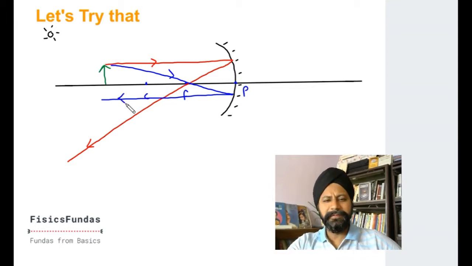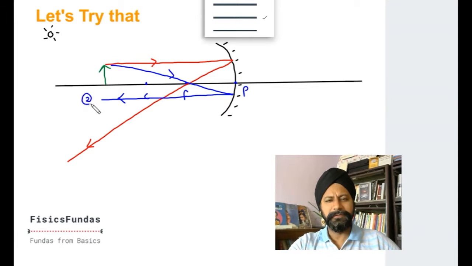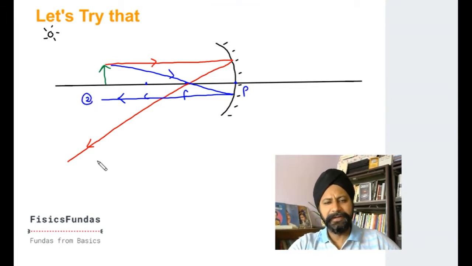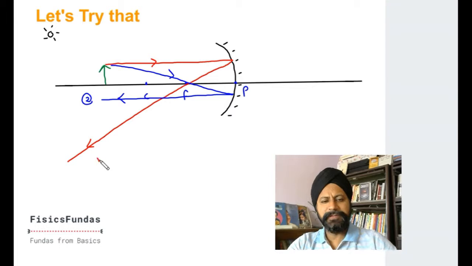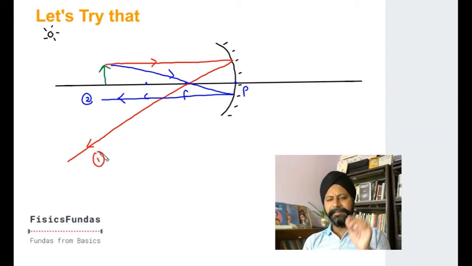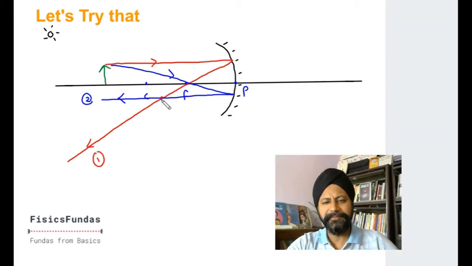So now look at these two rays of light, ray number 1 and ray number 2. This was ray number 1. So let's look at these two rays of light. They meet at this point. This is the point where they meet.